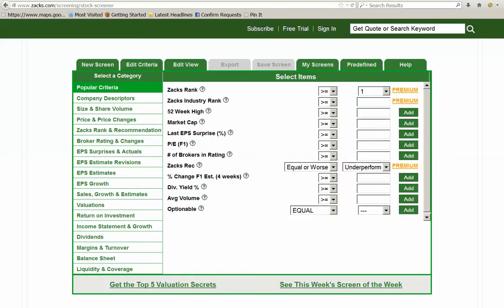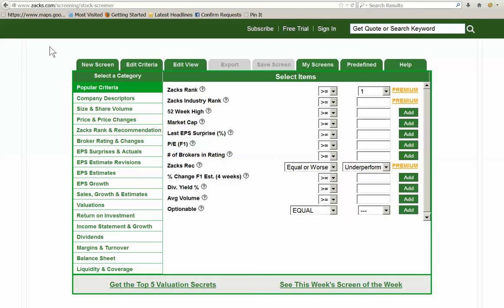Okay, here I am on Zacks.com, Z-A-C-K-S.com, which is a fantastic free service for screening stocks. Now that just means out of the universe of stocks, you can choose a whole lot of different measures to decide which stocks you want to look at or not. So that will become a little bit more clear to you as I go through the video.